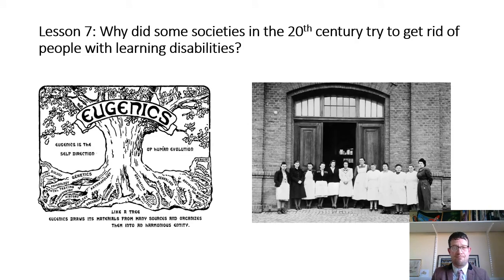Lesson 7. Why did some societies in the 20th century try to get rid of people with learning disabilities? This is undoubtedly the most upsetting and affecting lesson in the unit, and pupils might need a bit of care around this, and we might need to make sure that we have the right environment and that it's a kind, safe space before this lesson is taught. The answer to that question is really in the picture on the left, the idea of eugenics, which then is most fully expressed in Nazi Germany.